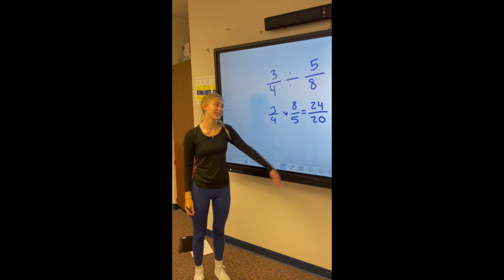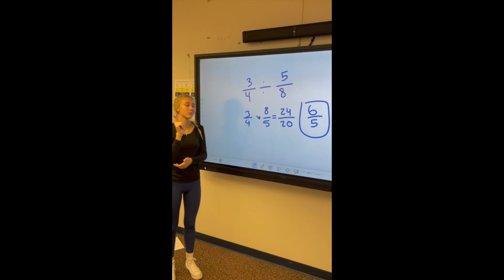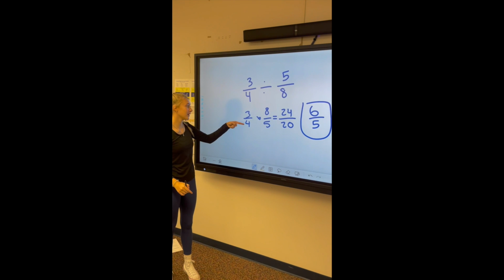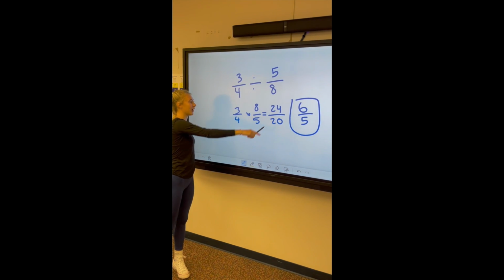What you should have gotten is 6/5. If you didn't get that, let me go through the steps one more time. Keep it, change it, flip it, multiply across.